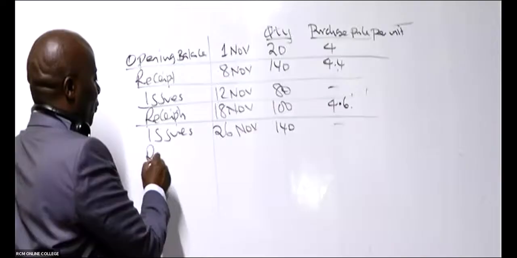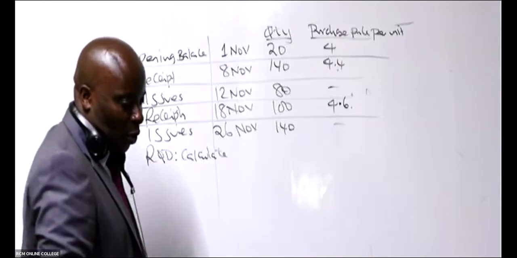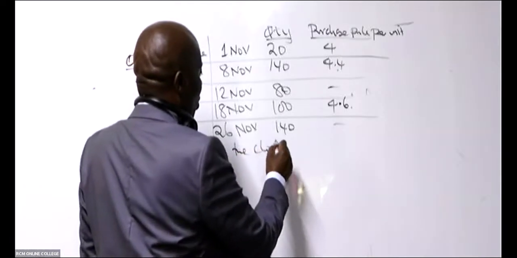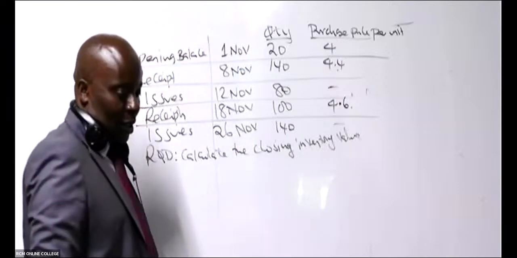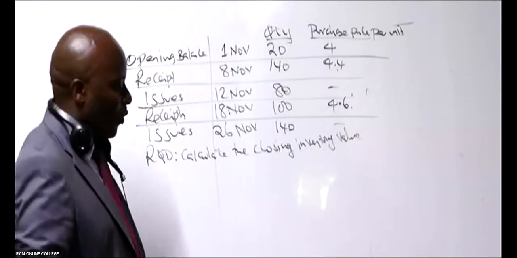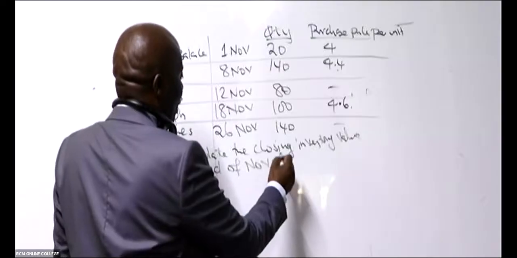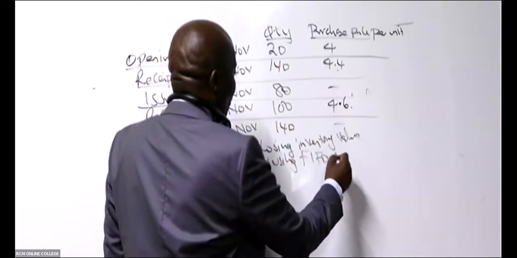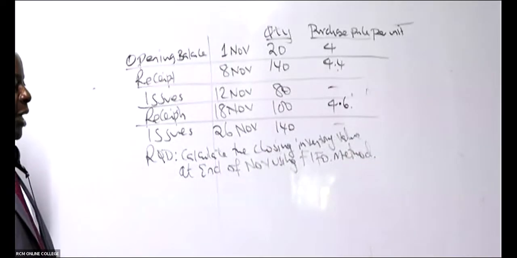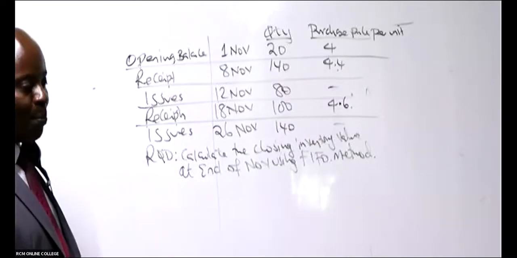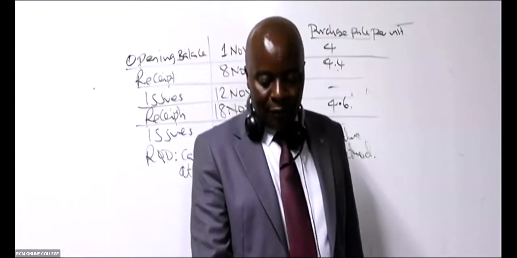So we are required to calculate the closing inventory value at the end of November using FIFO method. Easy. I will get all the marks here. Very easy.